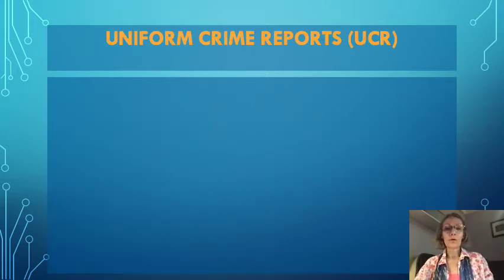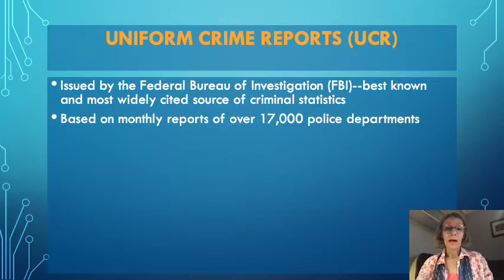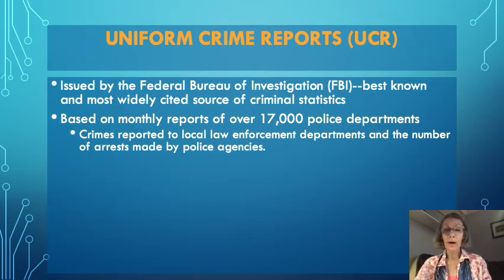Let's take a look at the Uniform Crime Report, also known as the UCR. The Uniform Crime Report is issued by the Federal Bureau of Investigation, the FBI, and it's probably the best known and most widely cited source of criminal statistics. It is based on the reports that local police departments make to the FBI, specifically the monthly reports of over 17,000 police departments. These reports contain the crimes that are reported to local law enforcement and the number of arrests made by the police agency.